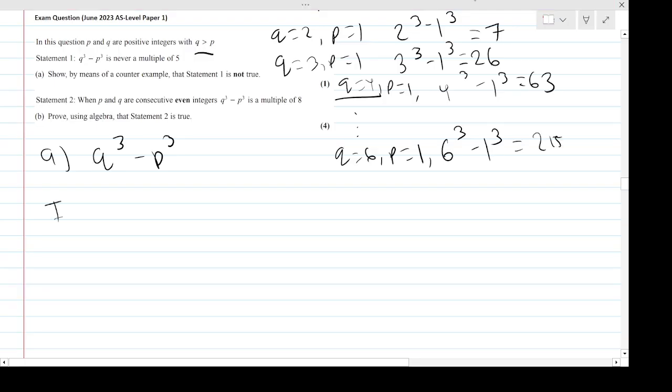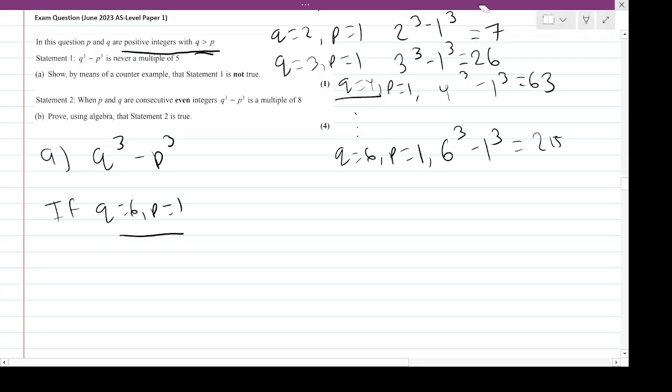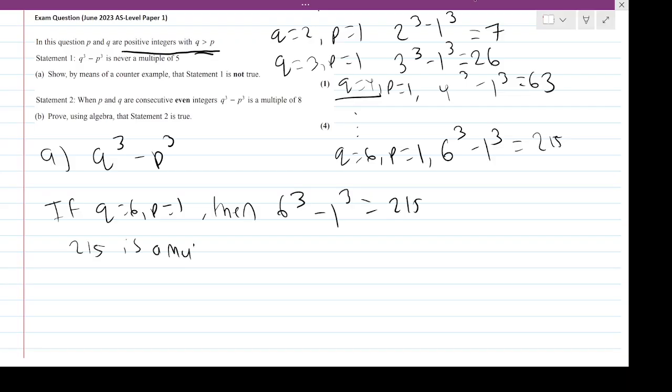So I'm going to write down here, if Q is 6, P is 1, that satisfies the condition: they're both positive integers, and Q is bigger than P. 6 is bigger than 1. So that's valid. If we pick that, then 6 cubed, take away 1 cubed is 215. So 215 is a multiple of 5. So the statement is false, because we found this counterexample.